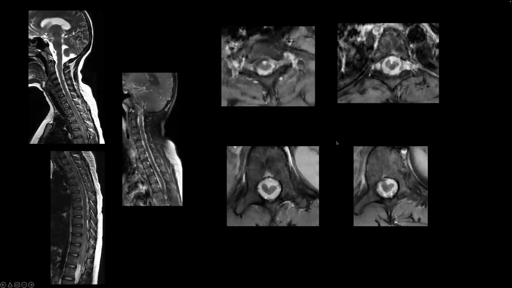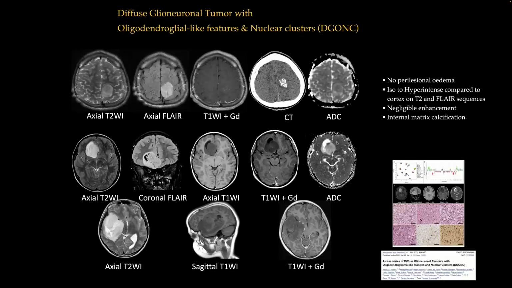So based on the MR brain imaging and the spine imaging, I thought of the possibility of a diffuse glioneuronal tumor. There are no CT or SWI images to see if there's calcification or not, but this is a recently described entity, diffuse glioneuronal tumor with oligodendroglioma-like features, and the brain imaging features are relatively similar to what is seen in our index case. There is relatively less perilesional edema, it's iso- to hyperintense on T2, there is negligible enhancement, and internal calcification can be demonstrated.